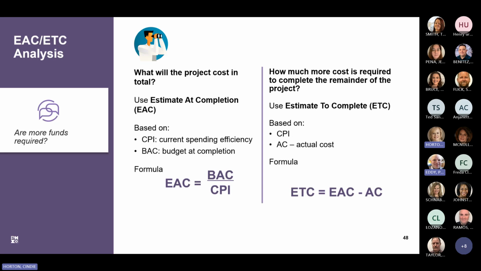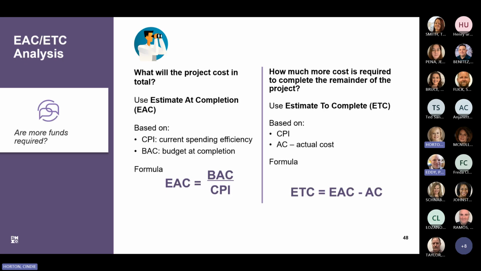Quantitative forecasts include estimate at completion, or EAC, and estimate to complete, or ETC. The project manager will engage in EAC or ETC analysis to get an idea of whether additional analysis is needed and possibly whether more funds might be required. So estimate at completion, or EAC, this earned value management measure forecasts, again, forecasting, right? Forecasts the expected total cost of completing all work.